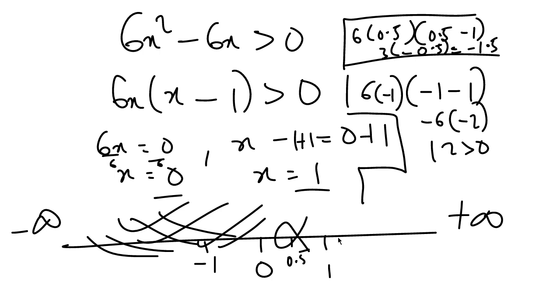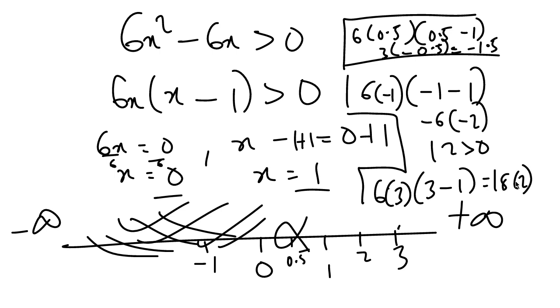Then we test for any value greater than 1, for example 2 or 3. If you substitute 3 into the inequality, you have 6 times 3 times 3 minus 1, which is 18 times 2, which is 36, and 36 is greater than 0. So we can approve this region.